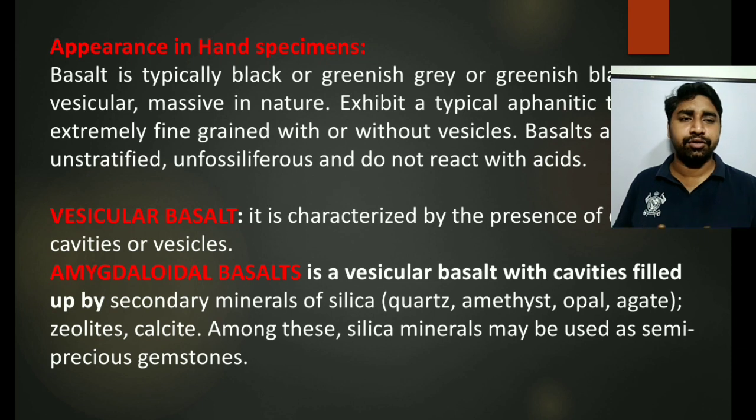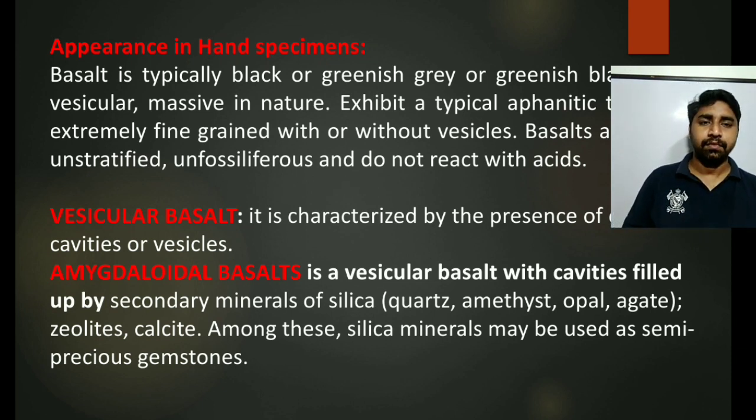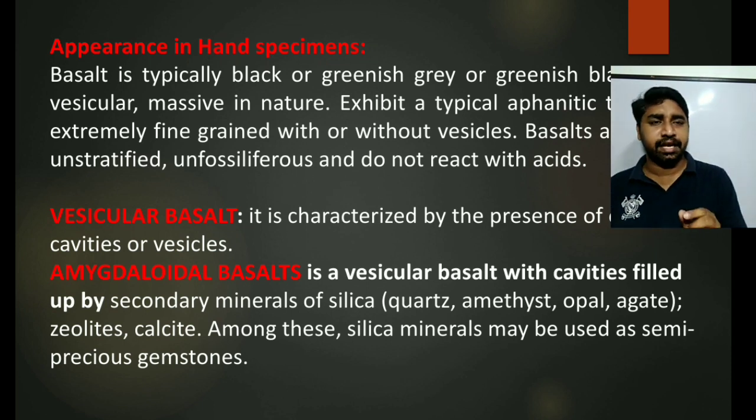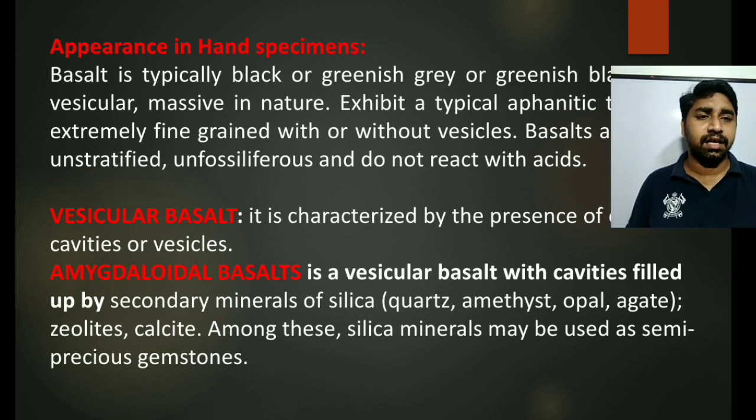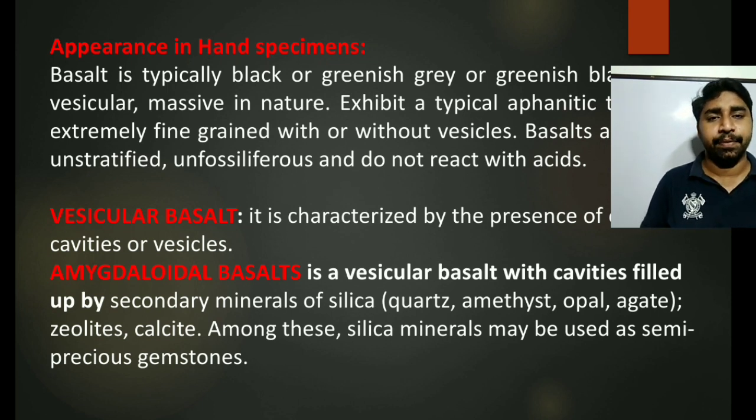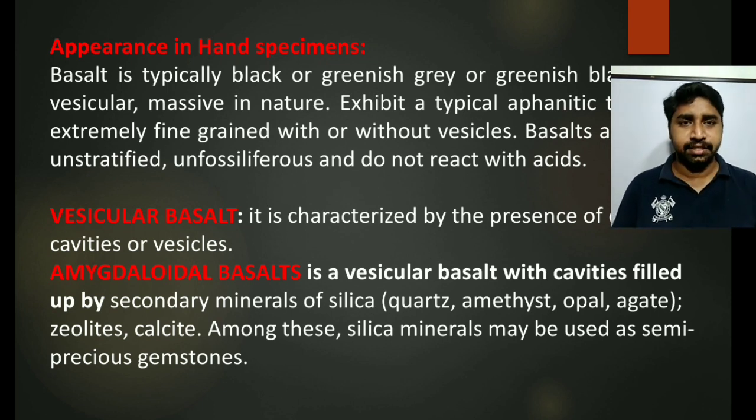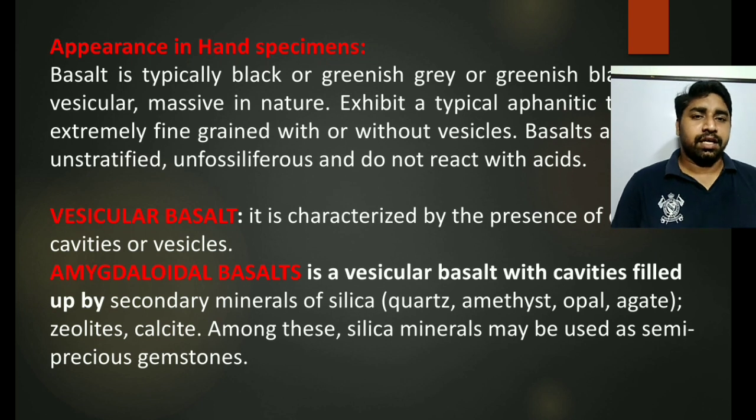Silica minerals may be used as semi-precious gemstones. So the silica minerals which are present in the vesicles of this basalt are considered to be semi-precious gemstones, or they are considered to be gemstones. That is the importance of these amygdaloidal basalts and vesicular basalts.